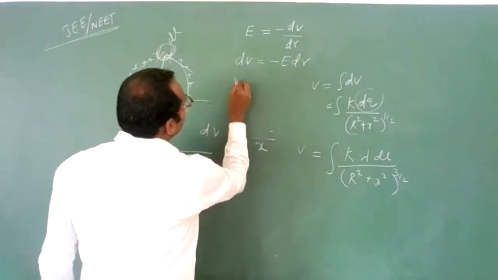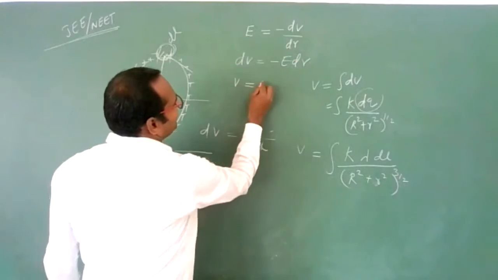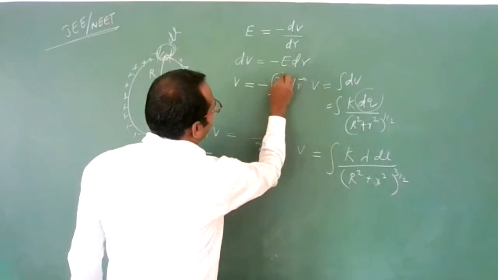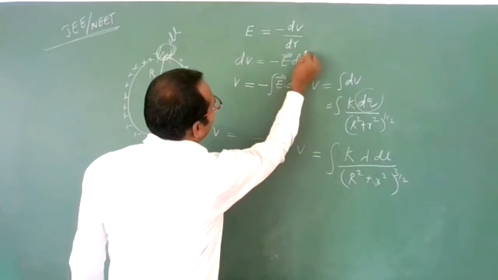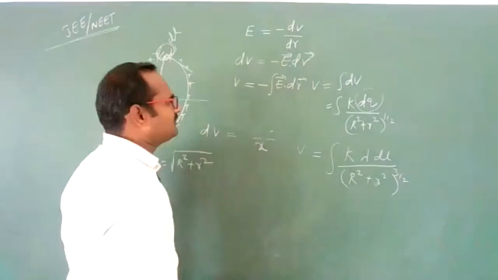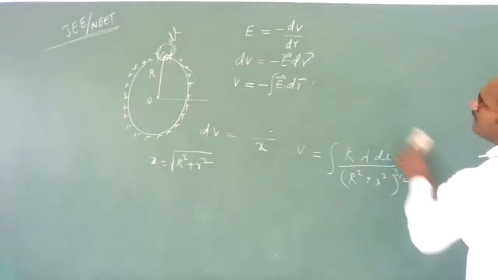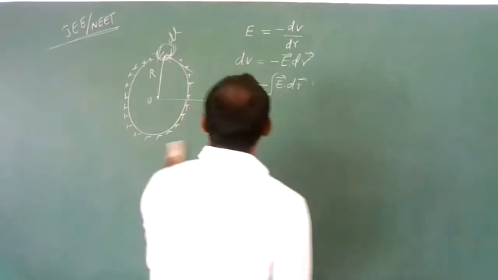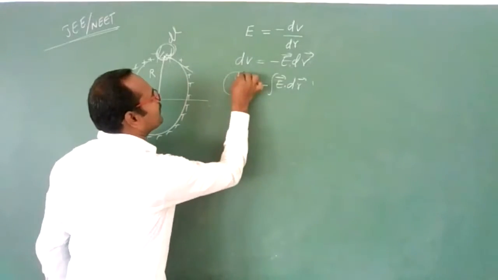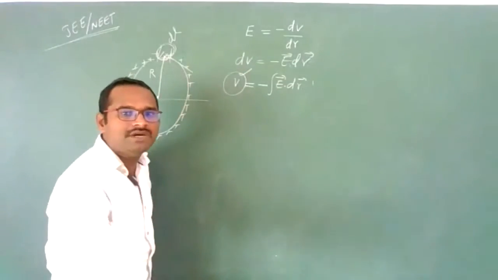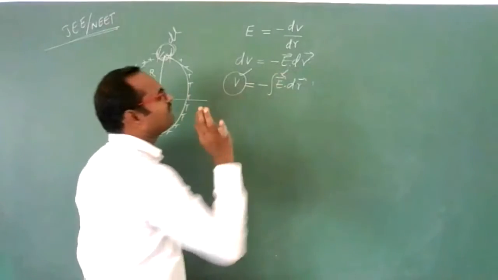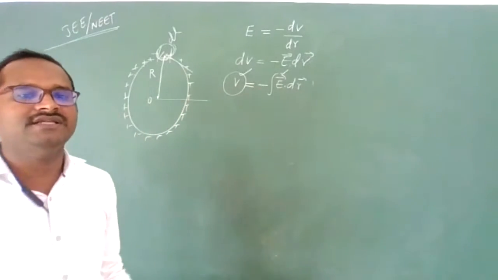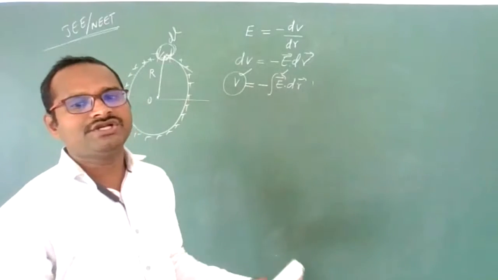If you want V, what do you need to do? Integrate it. Minus integration of E dr, which is the dot product between E bar and dr bar. It is a dot product. You need to remember this. Okay, this formula also we can use to find the answer. That means if you want to know the potential at any point, you must know the value of electric field at that point. If you know the electric field, then you can find the potential very easily.